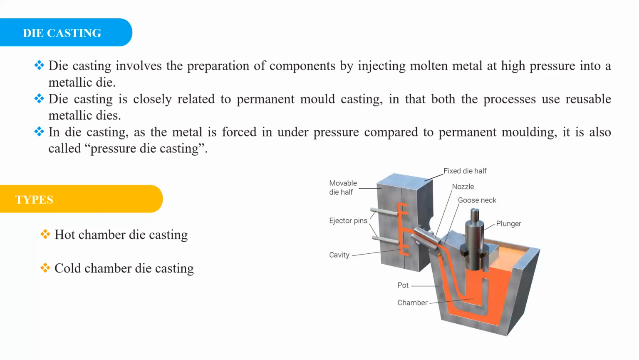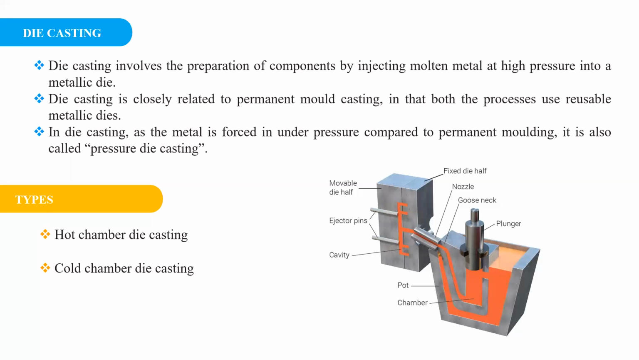These kinds of defects can be avoided by applying high pressure. Here, the molten metal is injected at high pressure so that it will reach all the thin sections and all the places, leaving no empty space. That is the beauty, or the advantage, of the die casting process. There are two types of high pressure die casting process: one is hot chamber die casting, and the second one is the cold chamber die casting process.